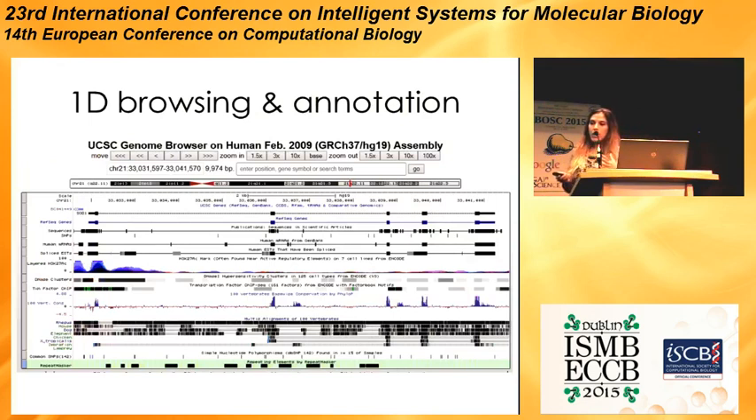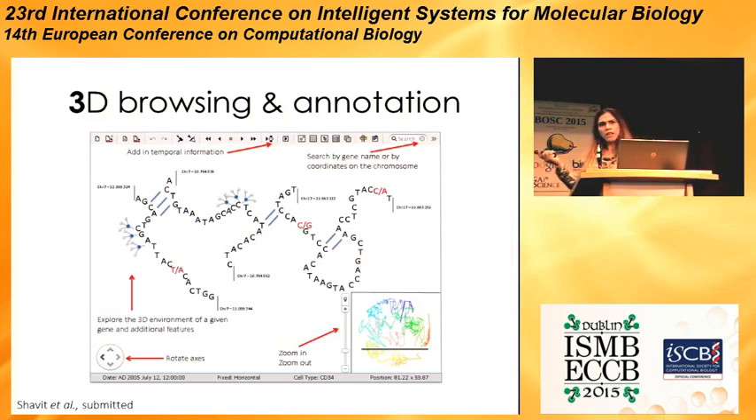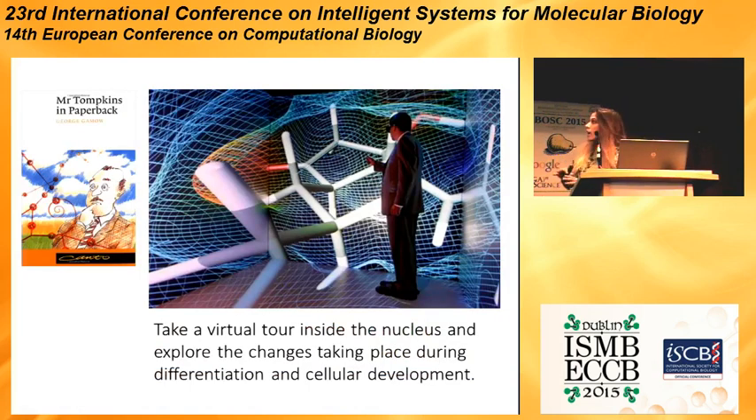This means that we can now move on from the one-dimensional browsing and annotation that we usually do with the UCSC genome browser to something that looks a bit like that. This is a potential 3D genome browser where you can zoom in and zoom out and explore the 3D neighborhood of genes and rotate and maybe add some temporal or functional information. But we're actually not there yet. We can imagine a future where you can take a virtual tour in the nucleus and explore the changes that take place during cell differentiation or cell development.